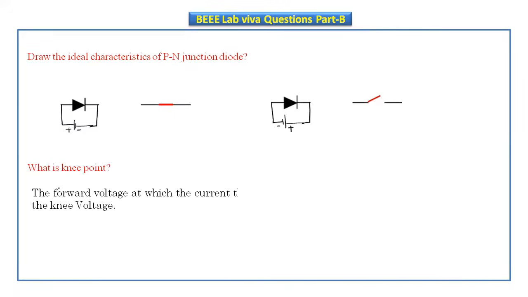Next, what is the knee point? The forward voltage at which the current through the junction starts increasing rapidly is called the knee point. Up to a certain point, the current increases slowly. After this knee point, the current increases exponentially, that is, rapidly.